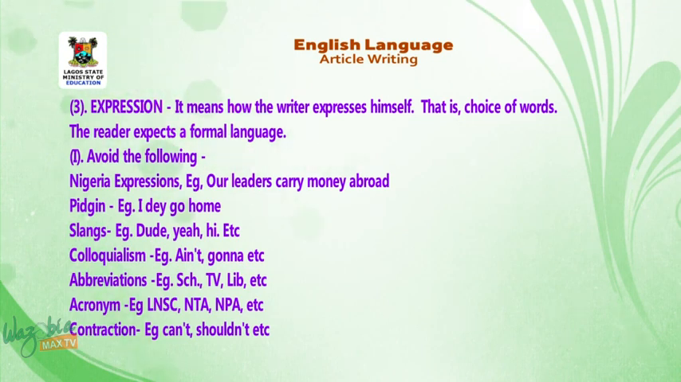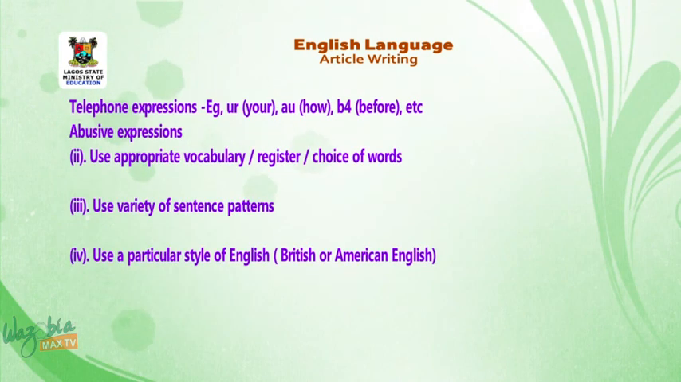Contraction. Please, actually, we allow you to use contractions in informal letters, but it is not allowed in any form of formal letter. So don't write "can't" instead of "cannot," or "shouldn't" instead of "should not." Write your verbs in full. Telephone expression. For example, most of you will write "your" as "you are," "how" as "H U," "before" as "B4," and the letter "4" for "for." All these are not allowed. Next one, don't use abusive expressions. Don't abuse your readers. Don't abuse your examiner.